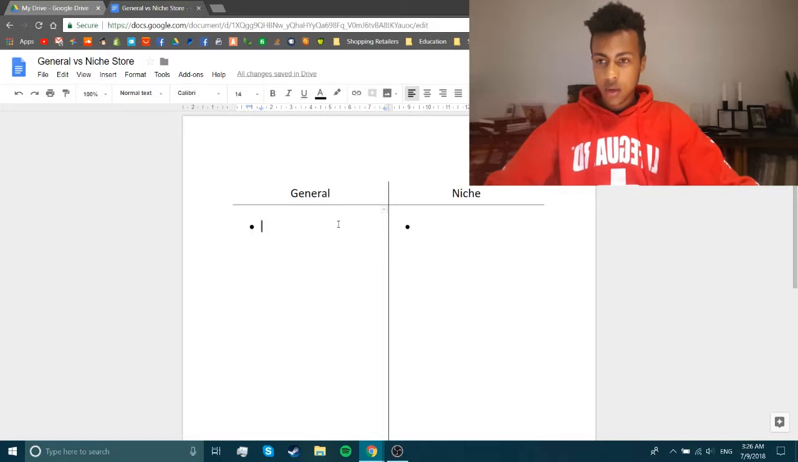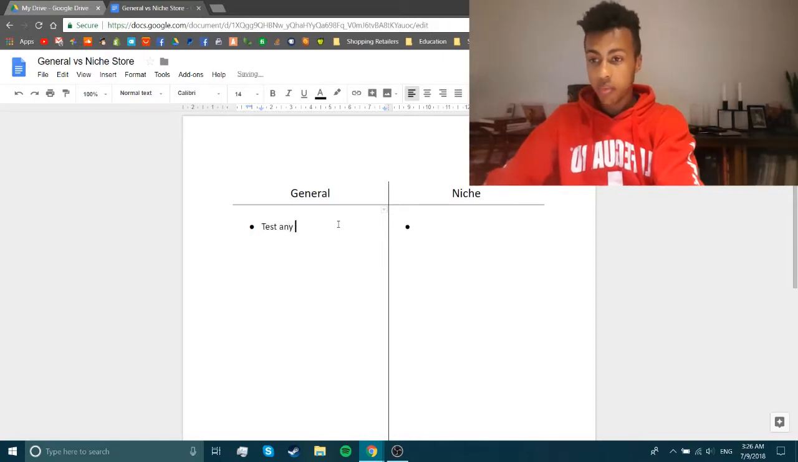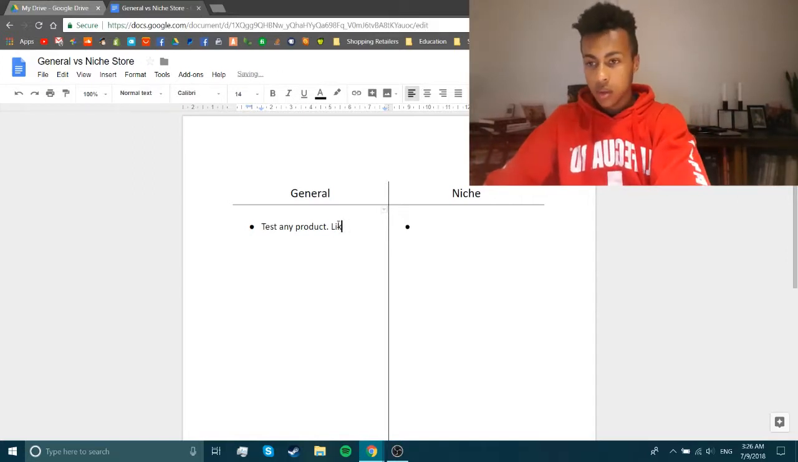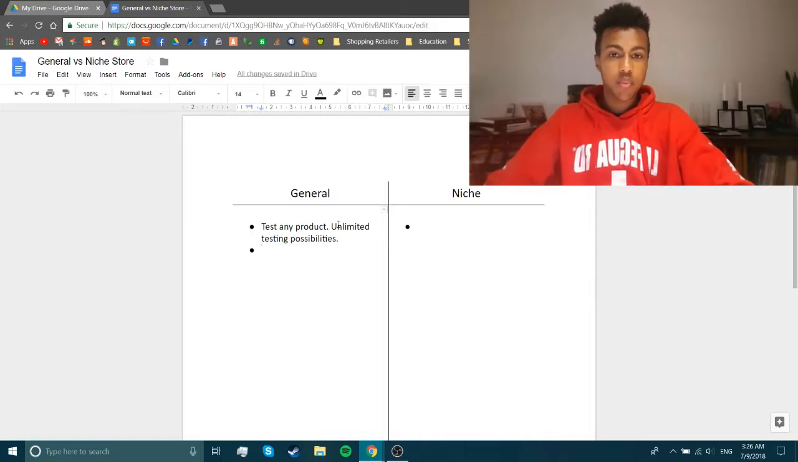All right, so the good thing about a general store is that you can literally test any product, right? It's like you have unlimited testing possibilities because you can test any product. Let me just write it down. Unlimited testing possibilities. There we go. Because with a general store, you can add any product that you think you could market correctly.